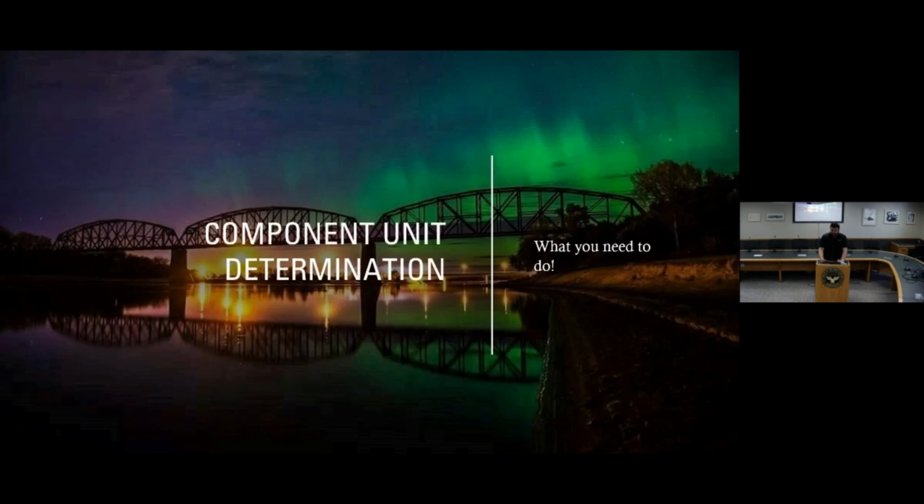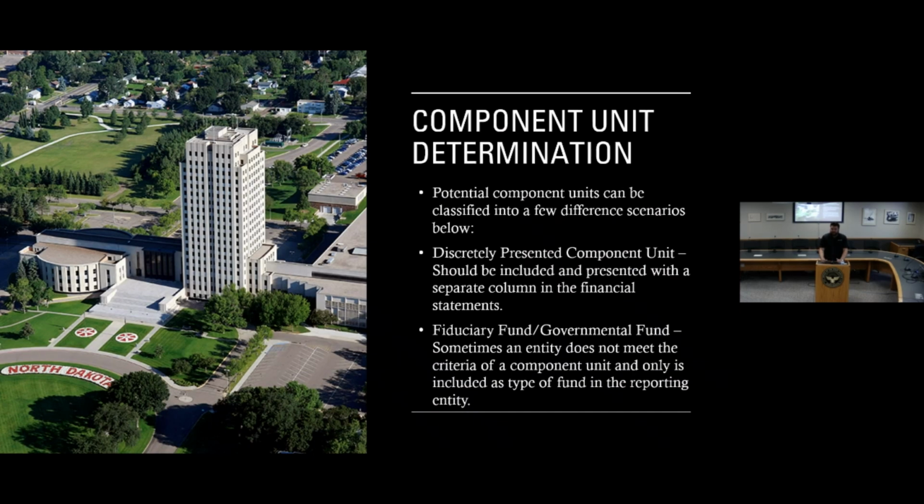Next, I wanted to go over the component unit determination. Here I'll explain what types of component units you can fall under and scenarios you can fall under. Then we'll talk about that checklist like I mentioned earlier. First, the most common one we typically see is called discretely presented component units. A discretely presented component unit is a legally separate entity, and it needs to be included in a separate column in the financial statements from that primary government to show they are legally separate.